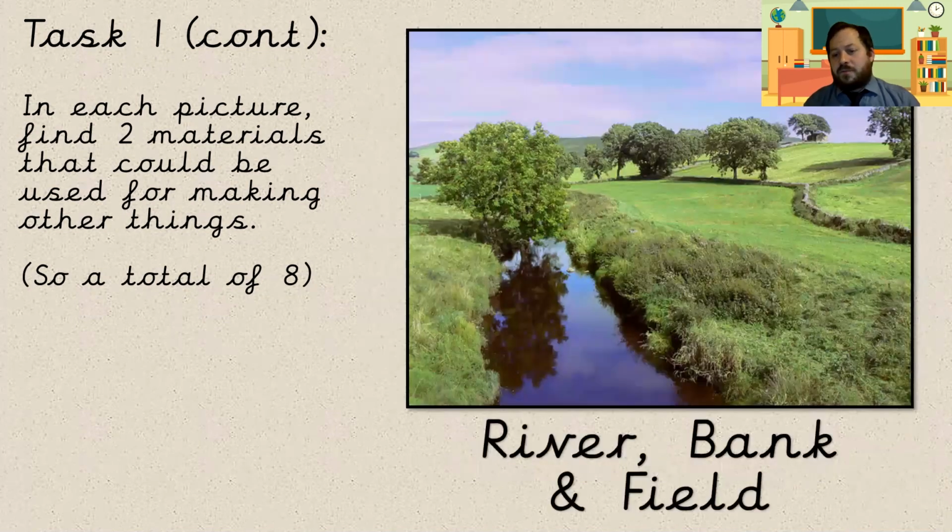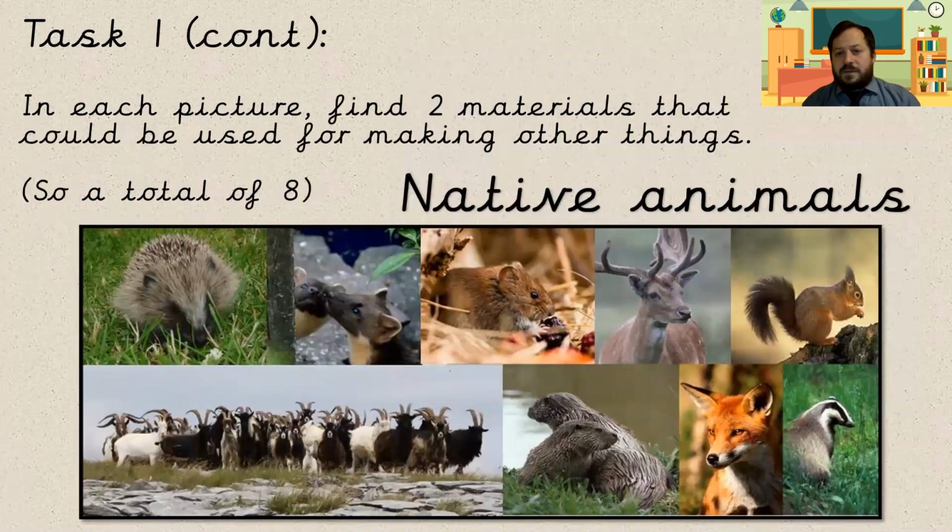Then we have the river bank and field. What might be in this picture that you could use for making other things? And finally, an interesting one, the native animals. What, knowing these animals, could you use to make other things? Think carefully about this one. Pause now.